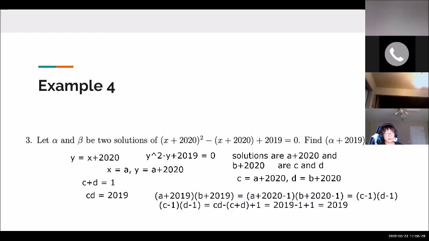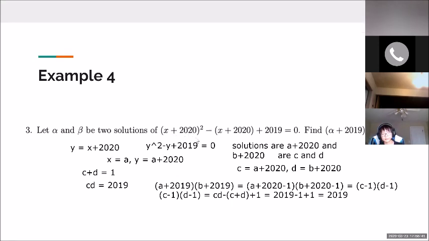And again, this might seem a bit complicated, but here are the main concepts of the problem. First of all, if you have an equation like (x + 2020) squared, where this isn't just a single variable, then you should substitute y equals x plus 2020. Next, if you have a new quadratic, you can work with the solutions of that to make it a little bit easier. And just remember the most important part of polynomials is remembering Vieta's formulas, because those are used a ton.